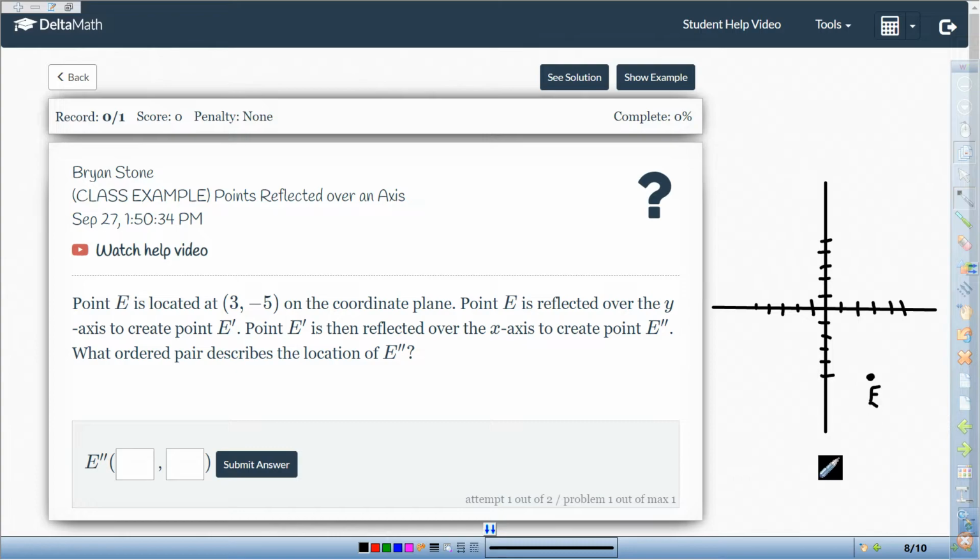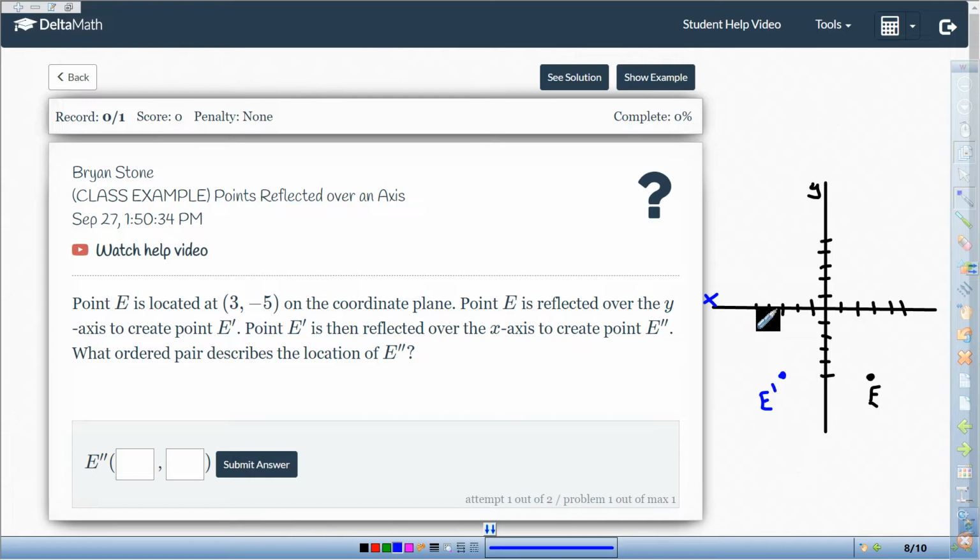This is E. The first thing they were telling us is that E is being reflected over the y-axis. Remember, this is our y-axis right here. So this thing's going to be reflected over. If it's 3 units to the right, it's going to reflect 3 units to the left, and it's going to end up right here. So here is E prime. If that's all they were asking for, we'd be done. We'd find the coordinates for that. This one wants us to then do another reflection over the x-axis.